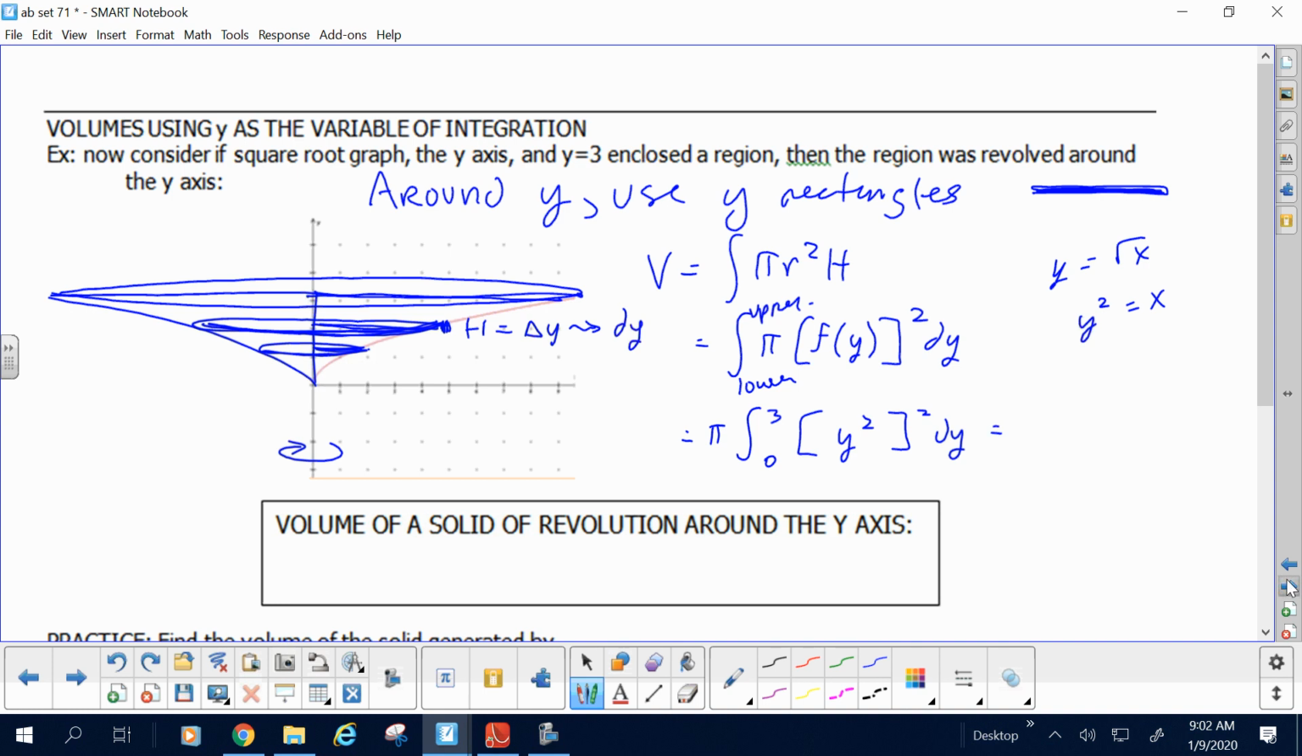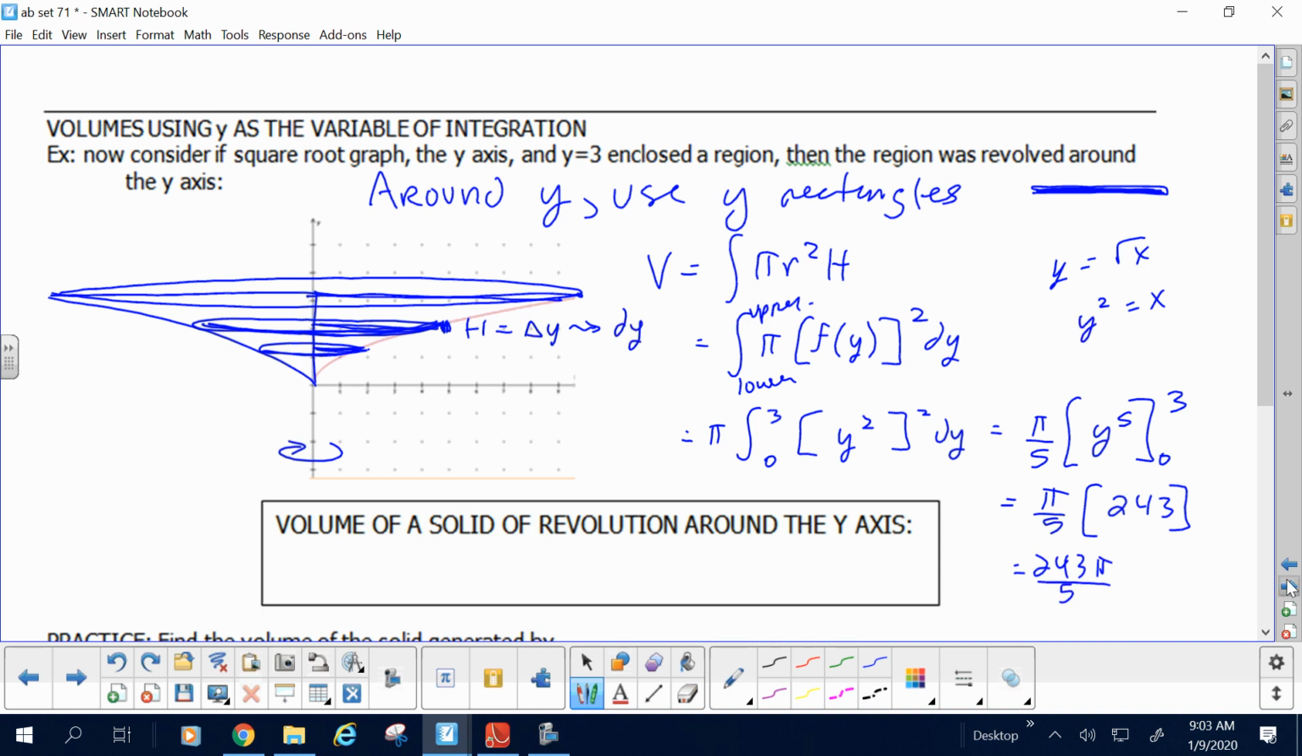Cool. So, what is the antiderivative of y to the 4th? Again? 1/5 y to the 5th. From 0 to 3. What is 3 to the 5th? 3 to the 4th is 81. So what? 243, yeah, 243. Okay, so the volume is 243 pi over 5. And we're good to go.